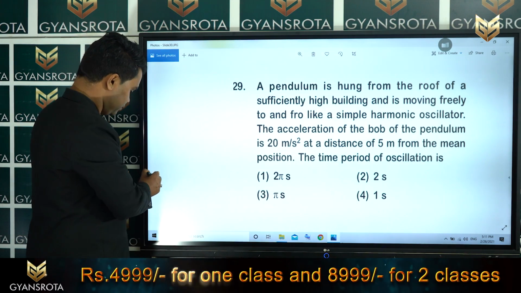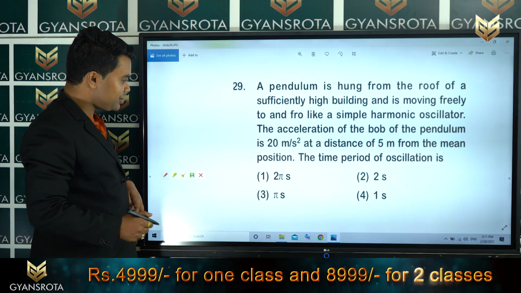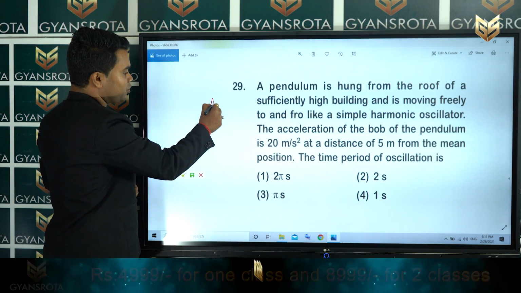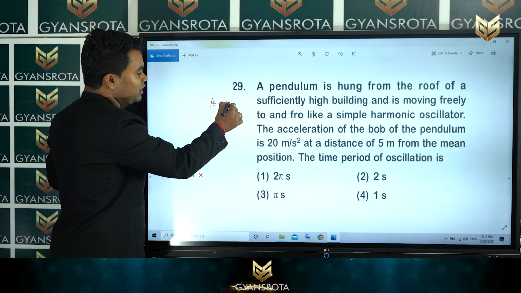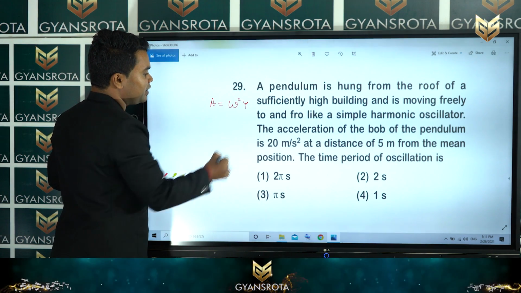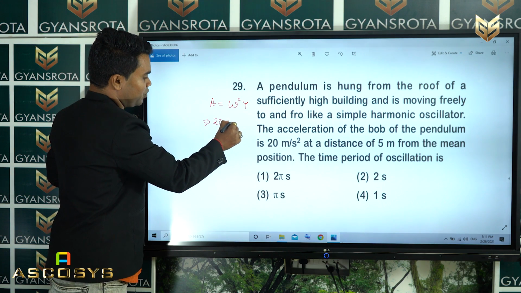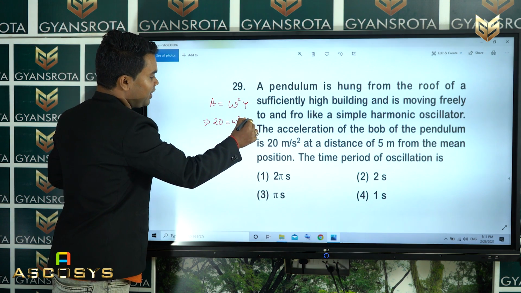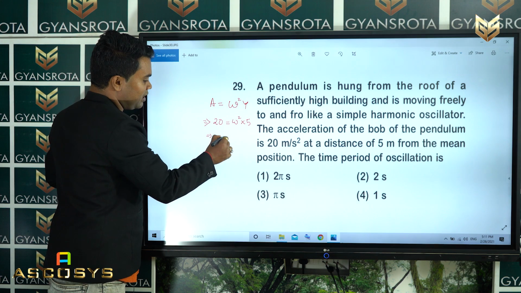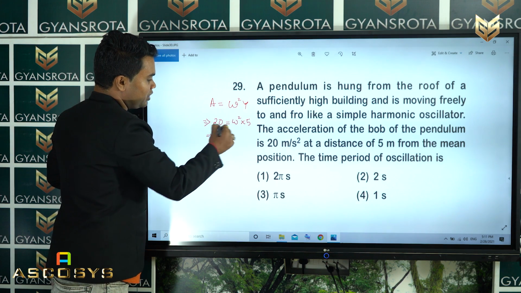As we know, acceleration is equal to what? A is equal to, taking the magnitude only, omega square y. Acceleration is known to you. It is given 20. And omega square y is given 5. So your omega will be equal to 2.